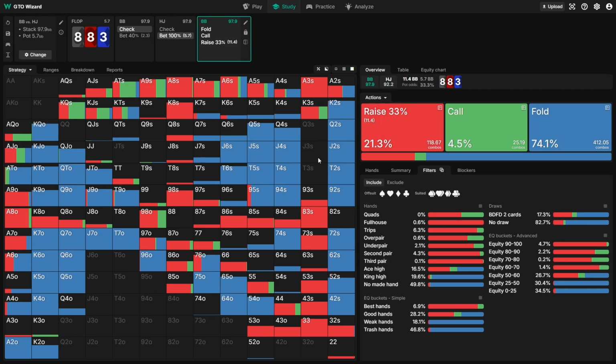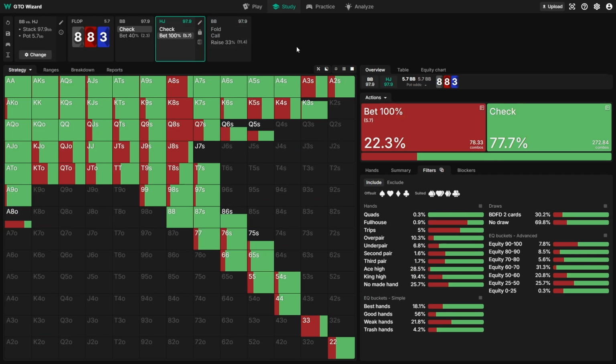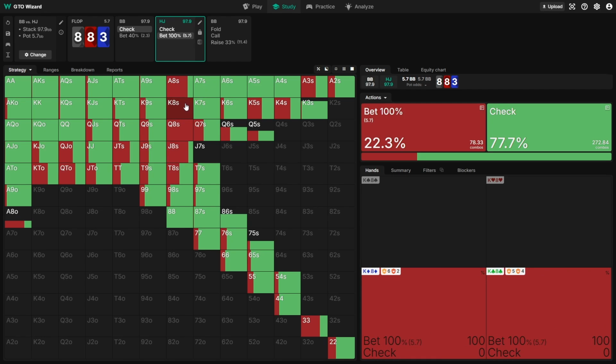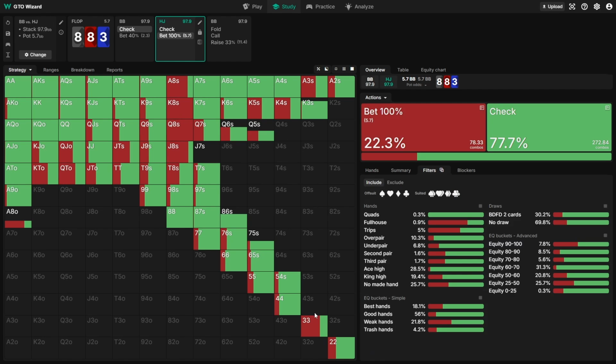Something like a 3 here, really any kind of a 3, is going to have enough blocking power, enough equity, enough playability that it's going to have a lot of incentive to raise because of how narrow that value bet range is here from the in-position player. It's only really a lot of this 8x stuff. When we have a 3, we block pocket 3s.